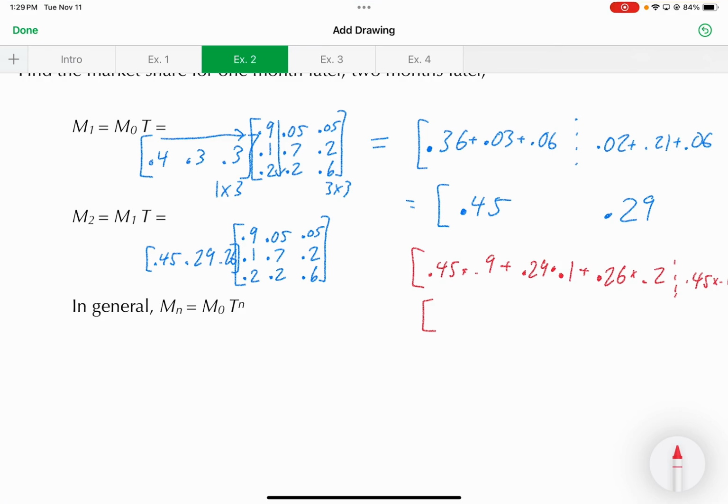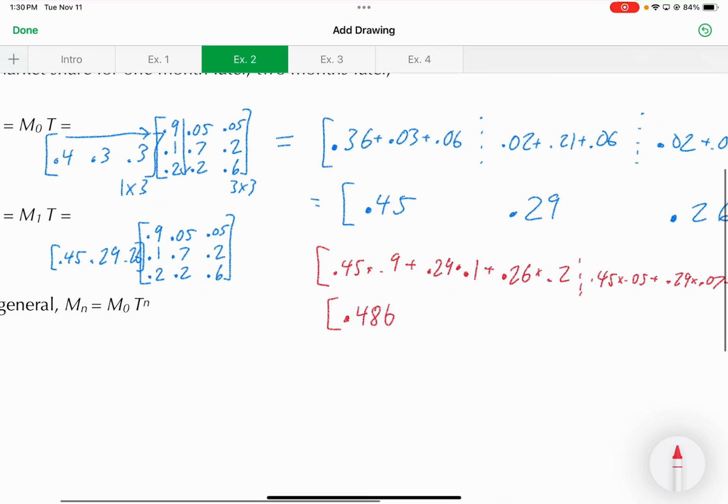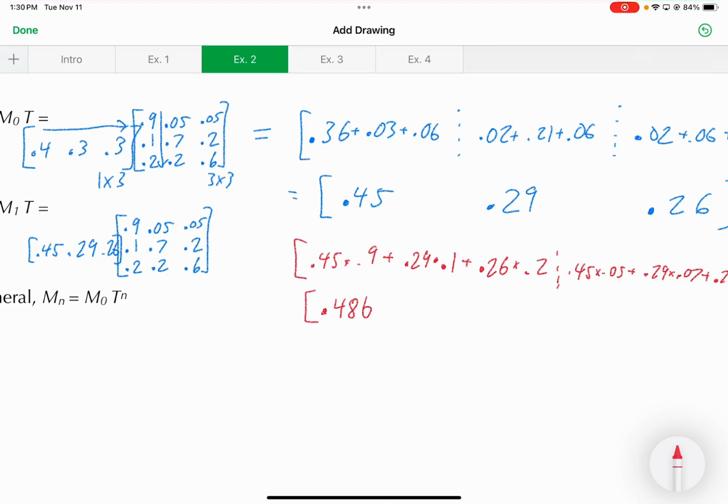I think I wrote it out. Something along the lines of 0.486 would be my first entry. My second entry is 0.2775. And then my last entry was 0.2365, I believe is what it is. Is that what you guys got? Yeah? Okay, cool. All right.